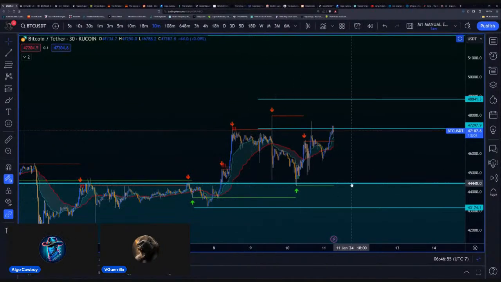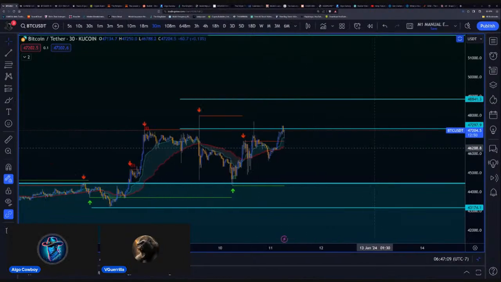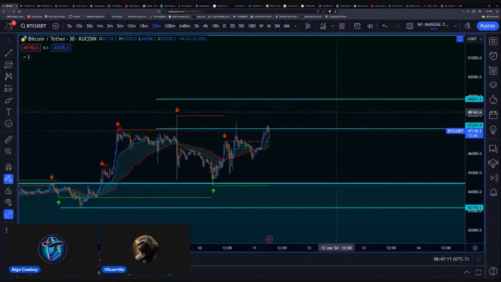So say it looks like it wants to form a range, from like 44,500-ish up to maybe this 47 and a half. It might form a range there for a little while. We're just going to see. At the moment it's at the top of what looks like a range to me.